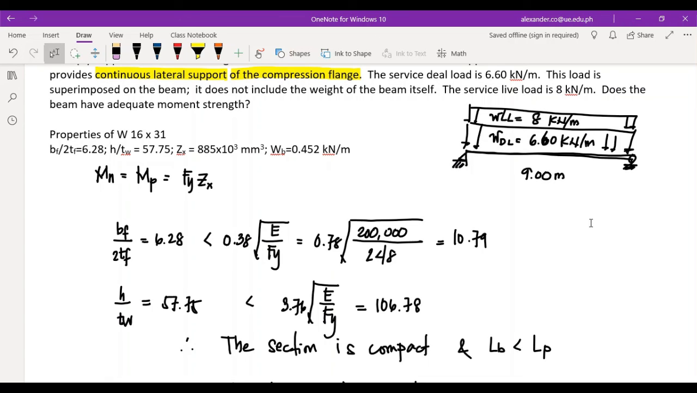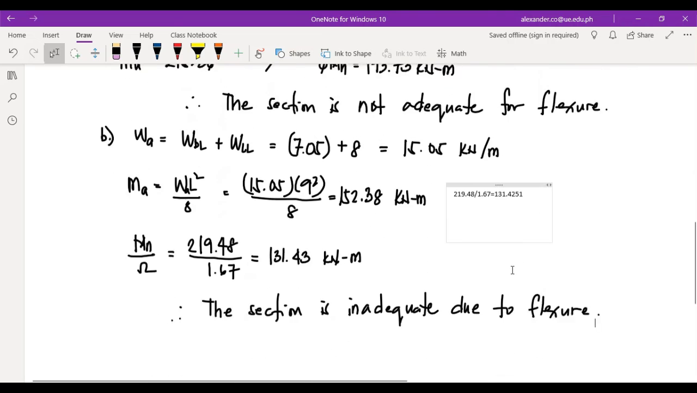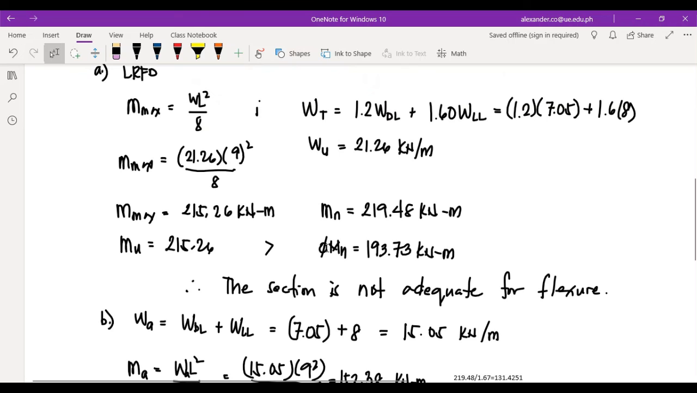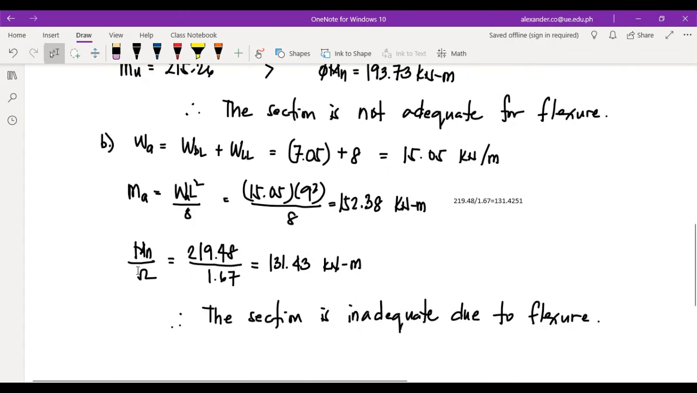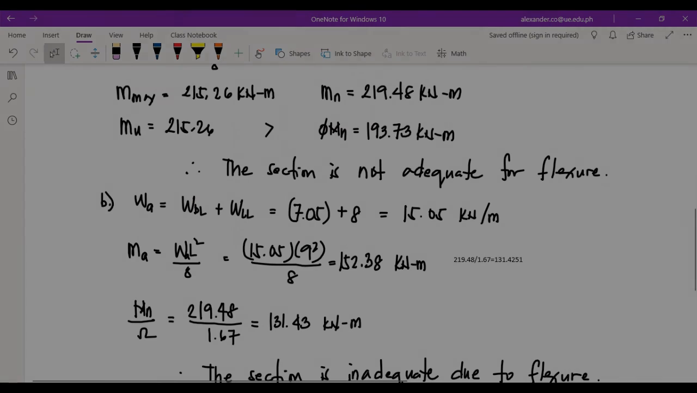Okay? So, nagpo-focus tayo sa theory of structures, I'm focusing on the steel side. That's why ginagamit yung WL squared over 8. Maraming way to solve for the moment, sa structural theory. Anyway, compare mo lang yung ultimate moment sa nominal moment times reduction factor if LRFD. Yung moment ng service load, compare mo dun sa nominal moment divided by safety factor, or ang tawag dito, omega. So, yun. I hope may natutunan kayo. Thank you so much for listening.